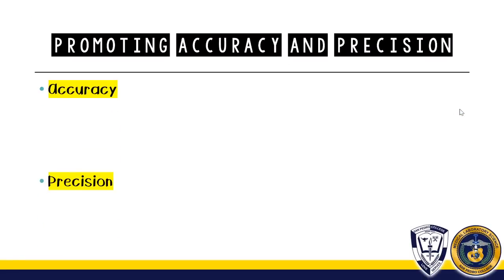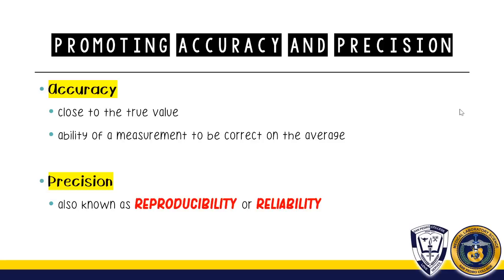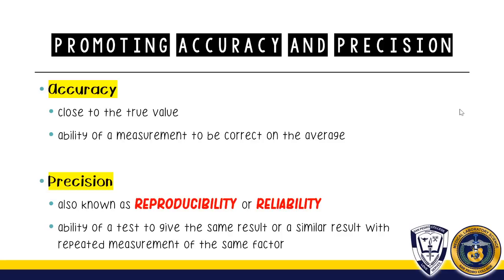So let us start with promoting accuracy and precision. Let us define what is accuracy and precision. Accuracy means closeness to the true value, and it is the ability of a measurement to be correct on the average. Whereas precision, which is also known as reproducibility or reliability, is the ability of a test to give the same result or a similar result with repeated measurement of the same factor.